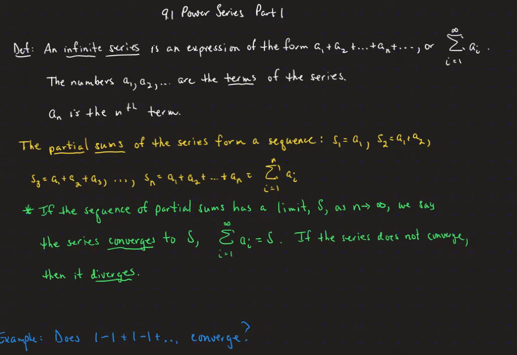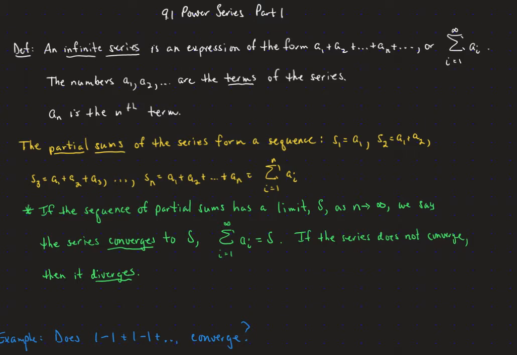So an infinite series is an expression of the form a1 plus a2 plus dot dot dot on and on. You can write it in summation notation. We'll do a lot of stuff in this chapter using summation notation, so we want to make sure that we get very comfortable with it. Each of the individual numbers that are being added together are called terms, and the nth one is called the nth term. The partial sums of an infinite series form a sequence in their own right.